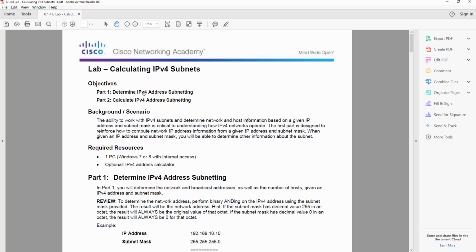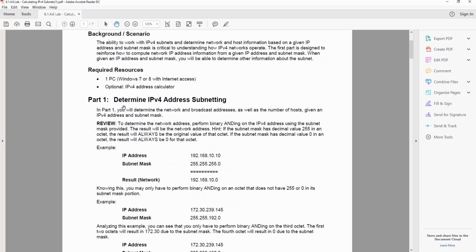Okay, so this is where we're starting. I want you to take a minute, pause the video, and read this part 1. There are 6 parts to this whole lab, I think. Let me take a look real quick. 7 pages. Oh, there's not 6 parts. There's only 2 major parts, but there's 6 or 7 different problems that we're going to do.